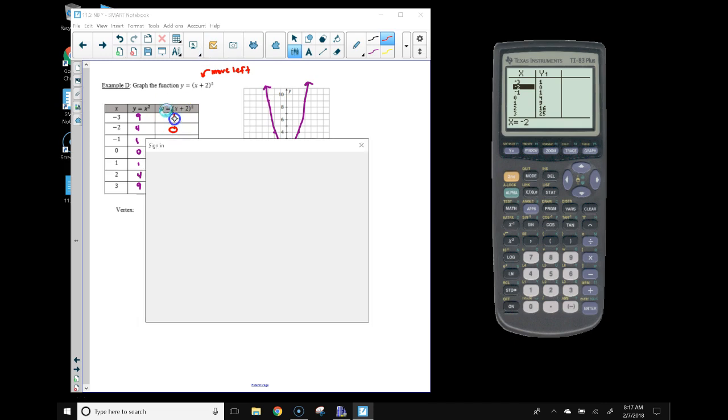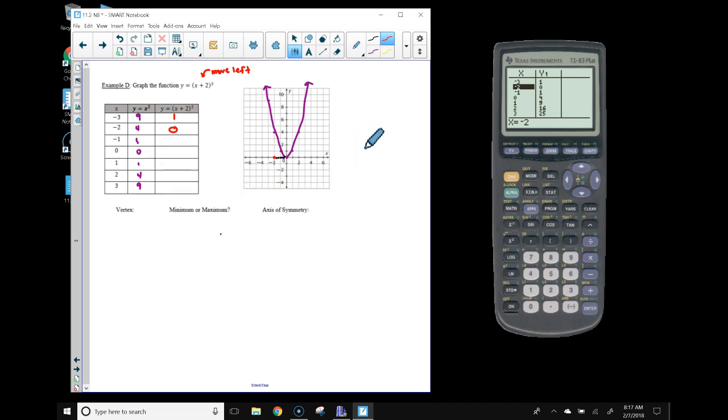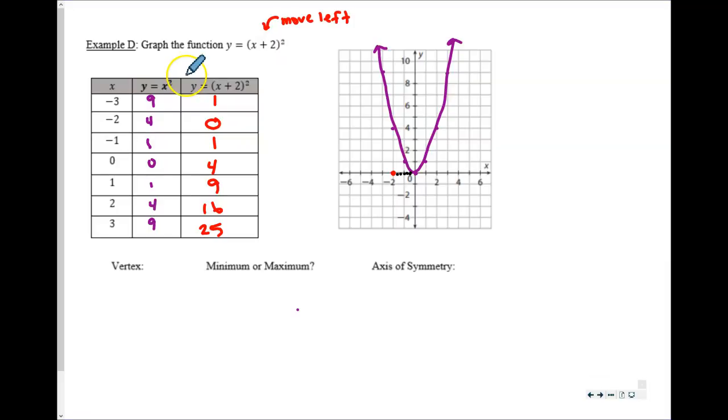This is going to be -3. That's going to be 1. Oops, sorry, guys. -1, 1. 0, 4. 1, 9. And then this will be 16 and 25. But we won't use those because we don't have them on the grid. Okay? So now I'm going to plot my other points.